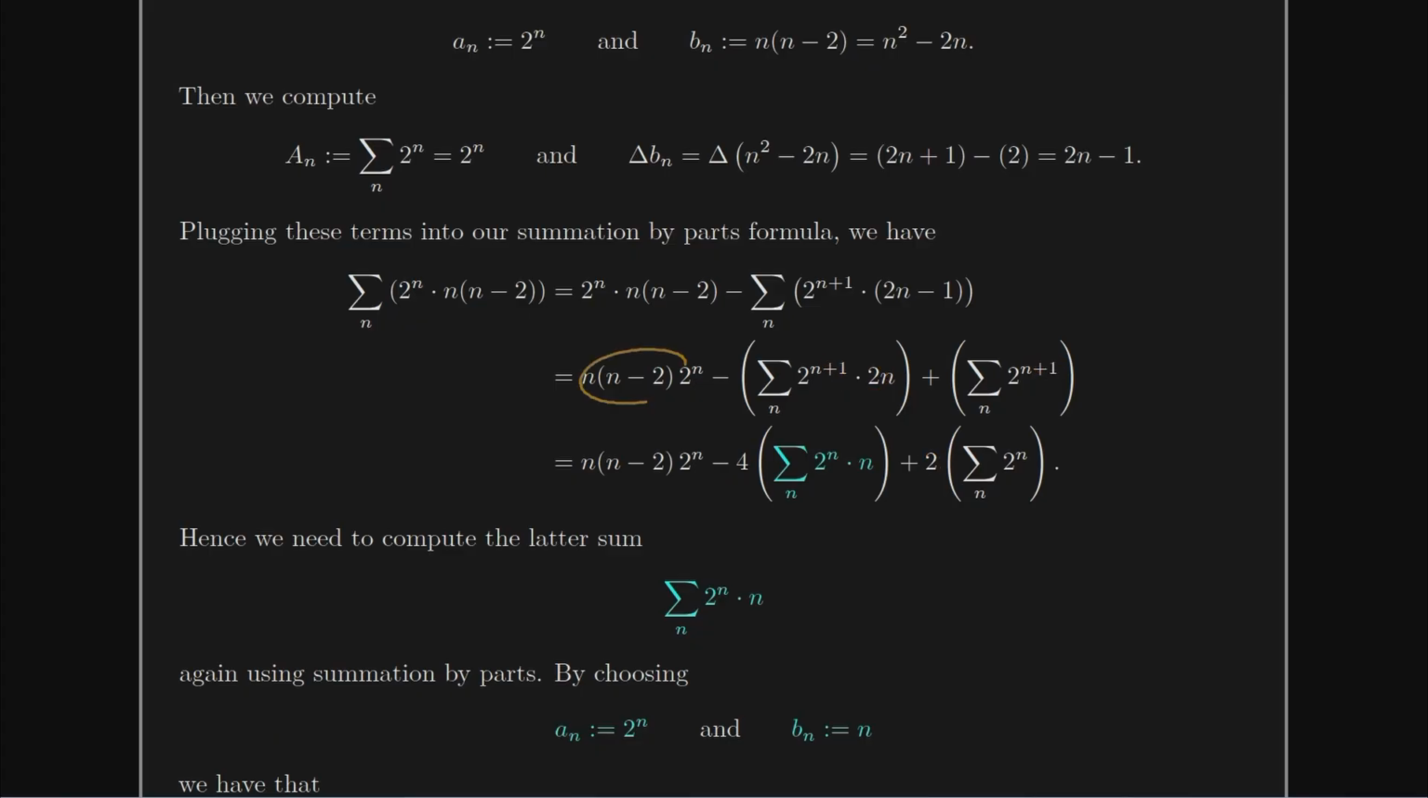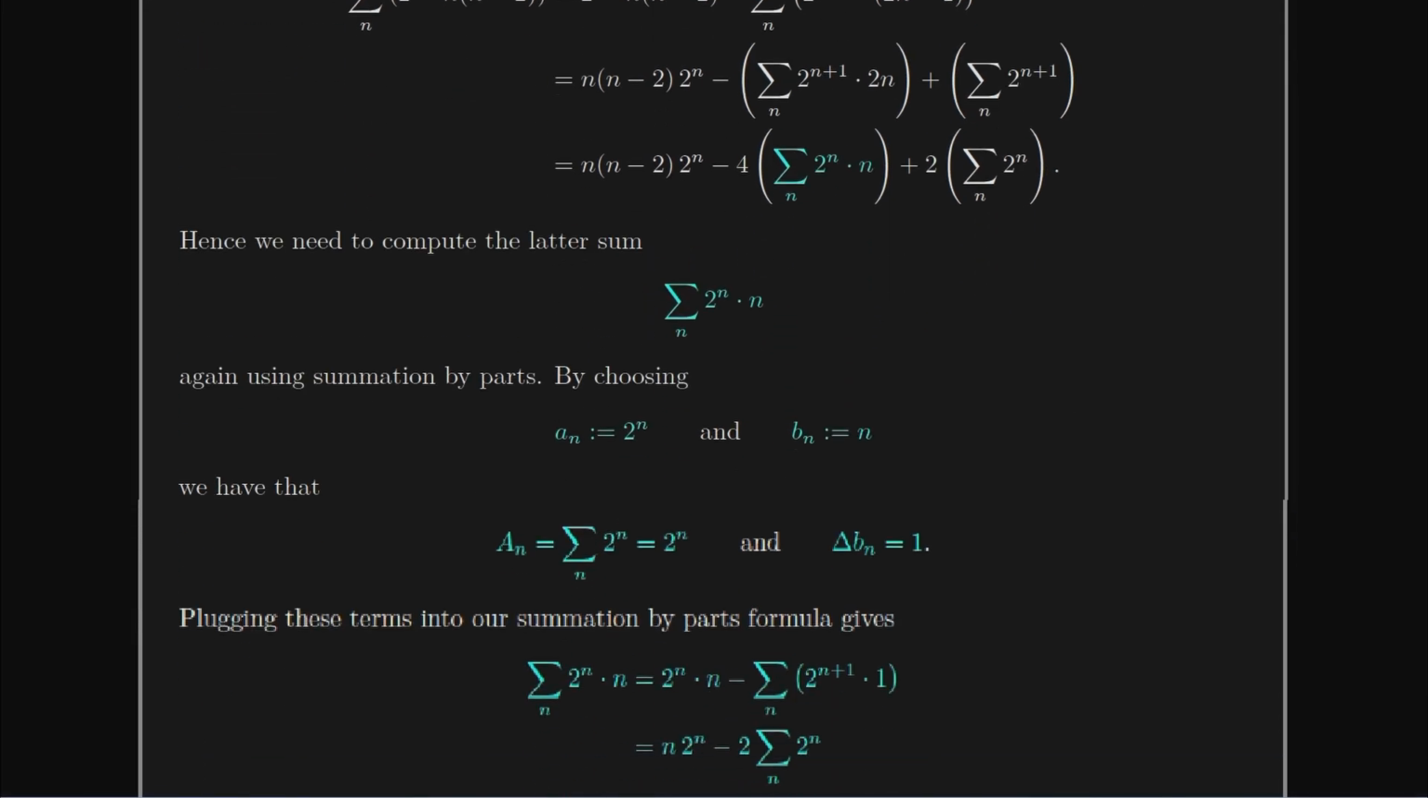We're going to have really our first term, and then we'll be subtracting 4 times this summation that we maybe don't know how to compute yet, plus 2 times this summation, which we do know how to compute because that's just another exponential rule. The sum of the exponential is itself, and so that one's easy to compute. We just have to compute this summation of 2 to the n times n. We're going to use one more round of summation by parts on that.